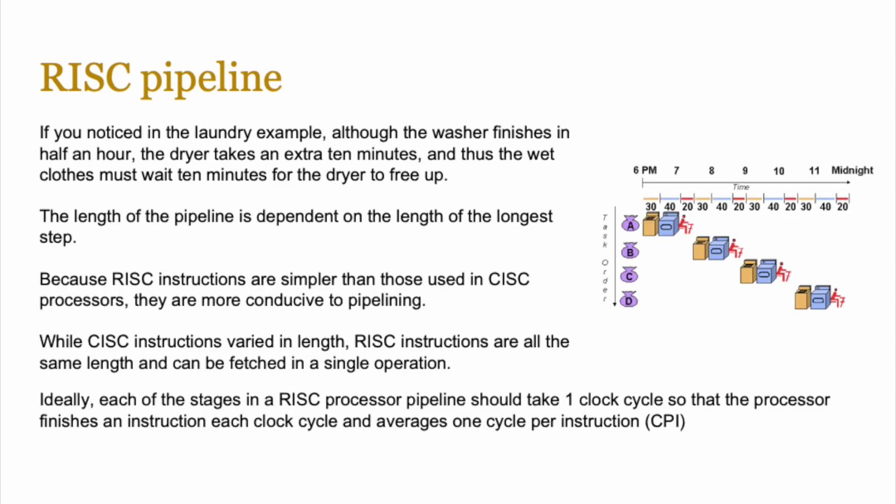Now, if we come back to that problem that we were discussing a moment ago, when we had variable instruction length, although the washer finishes in half an hour, the dryer takes an extra 10 minutes, and thus the wet clothes must wait 10 minutes for the dryer to free up. The length of the pipeline is dependent on the length of the longest step. Now, because RISC instructions are simpler than those used in CISC processors, they are more conducive to pipelining. While CISC instructions are varied in length, RISC instructions are all the same length and can be fetched in a single operation. Ideally, each of the stages in a RISC processor pipeline should take 1 clock cycle, so that the processor finishes an instruction each clock cycle and averages 1 cycle per instruction, or CPI.